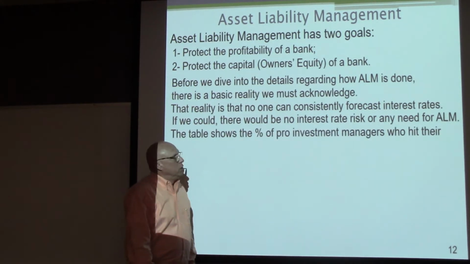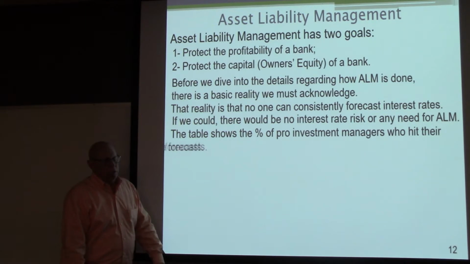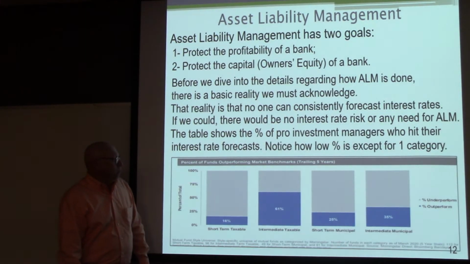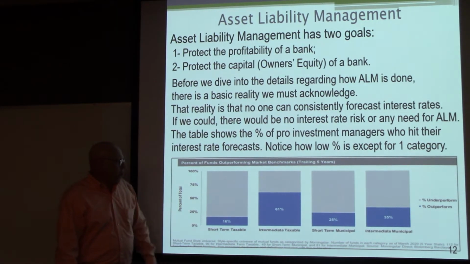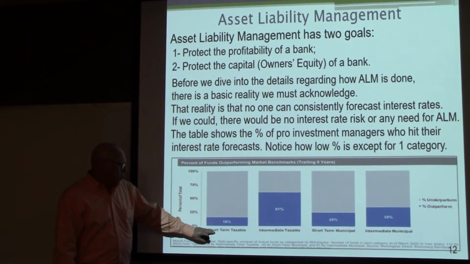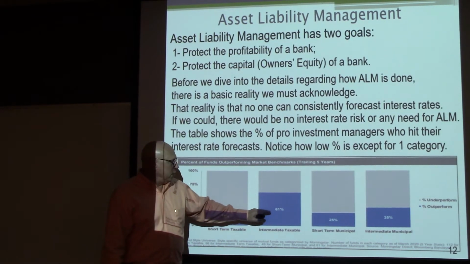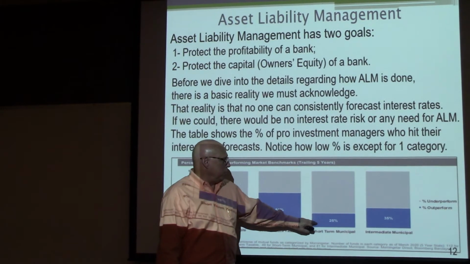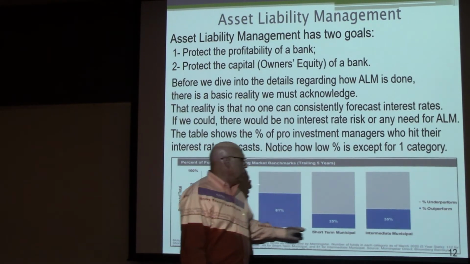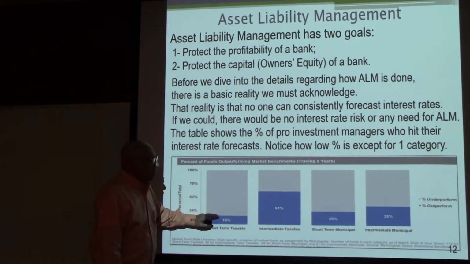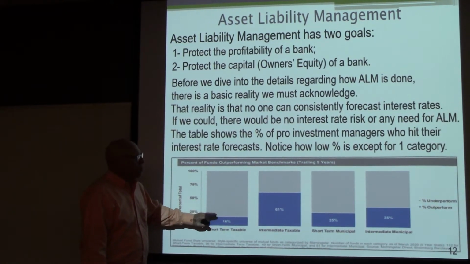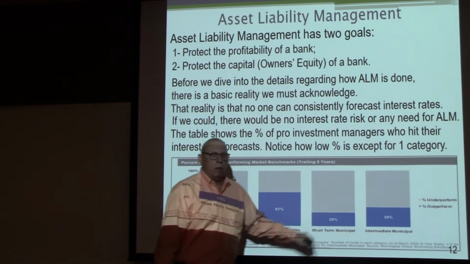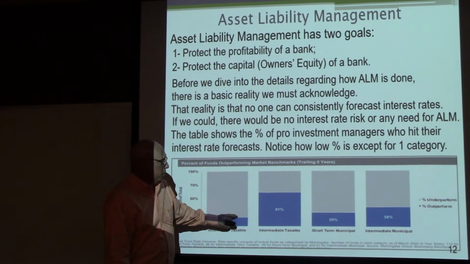All right. So this table shows the percentage of professional investment managers who hit their interest rate forecast. So 16%, this is over a 5-year period of time. For short term, pretty good in this category, 61% over a 5-year period of time, 25% for non-taxables. So you can see that the number of managers who correctly forecast interest rates for this 5-year period of time was pretty doggone low.